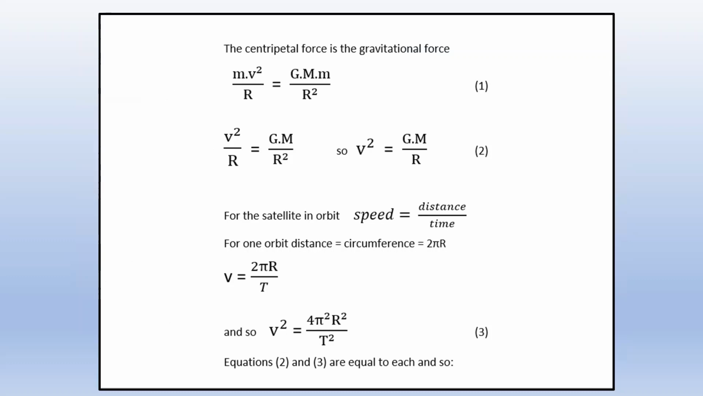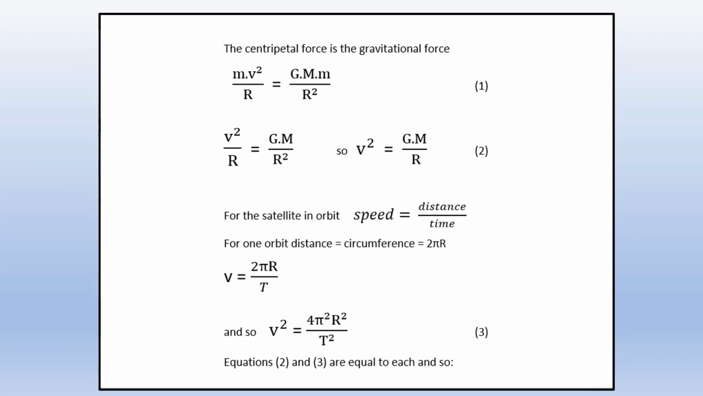So let's equate the two, which is what we do in equation 1. And with a little bit of algebraic jiggery-pokery, we move quickly to equation 2. And we get v squared equals G times big M over r.